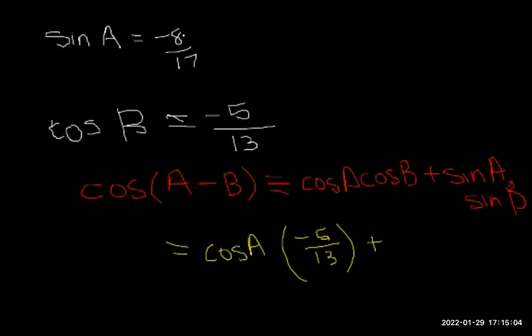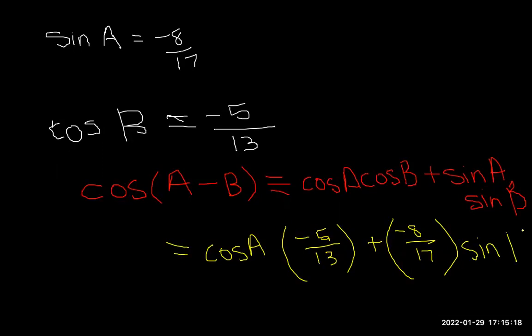Plus sine A. I do have sine A, by cos B. Now sine B, I don't have sine B. There's a problem. If I want to find the exact value of this, I need to know all of these values. The thing is though, I only know what sine A is and I only know what cos B is. I don't know the value of cos A and I don't know the value of sine B. So we need to find out the value of this trig function and this trig function.